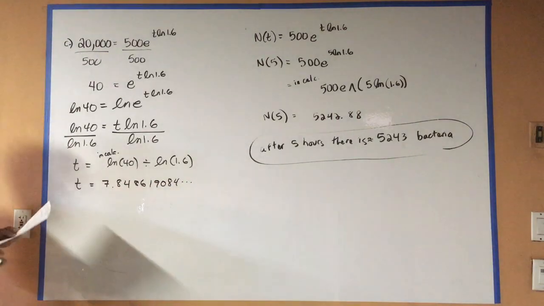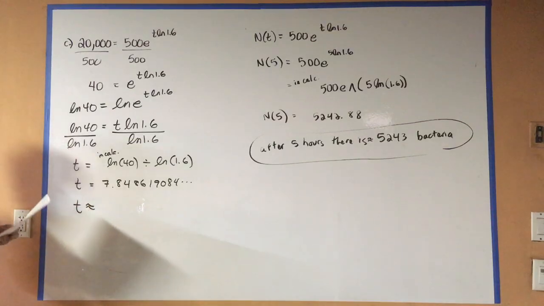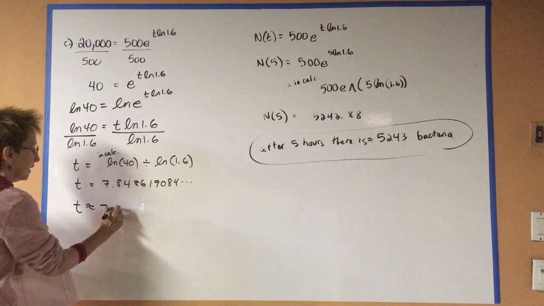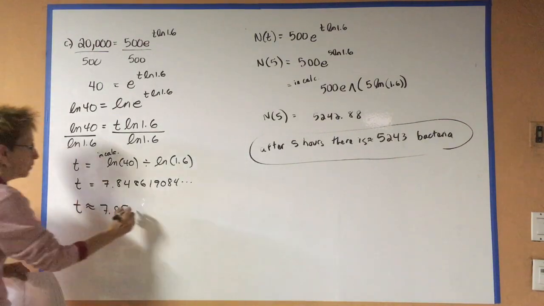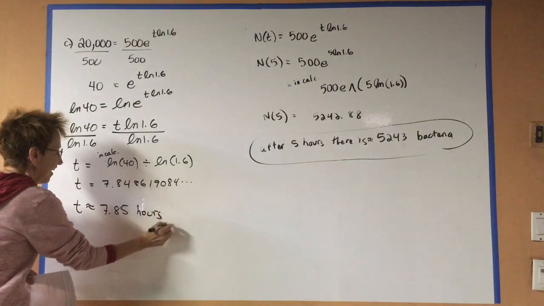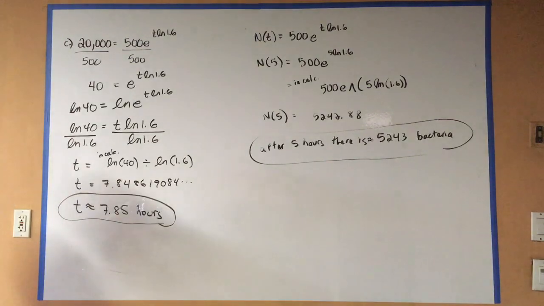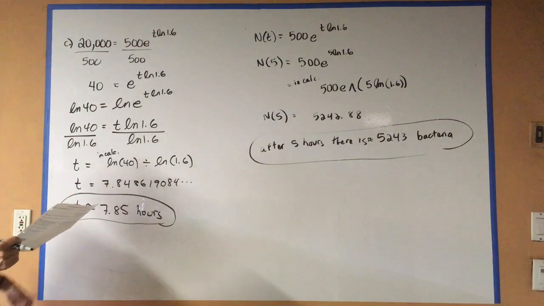7.848619084, keeps going, but the screen ends. So let's round that in time to 2 decimal places. So this is approximately 7.85, and what was time? It was hours, right? So in about 7.85 hours, this bacteria is going to go from 500 to 20,000.